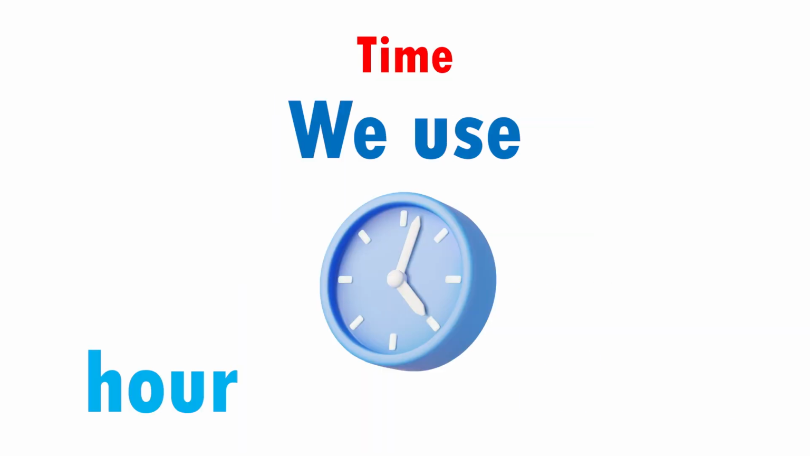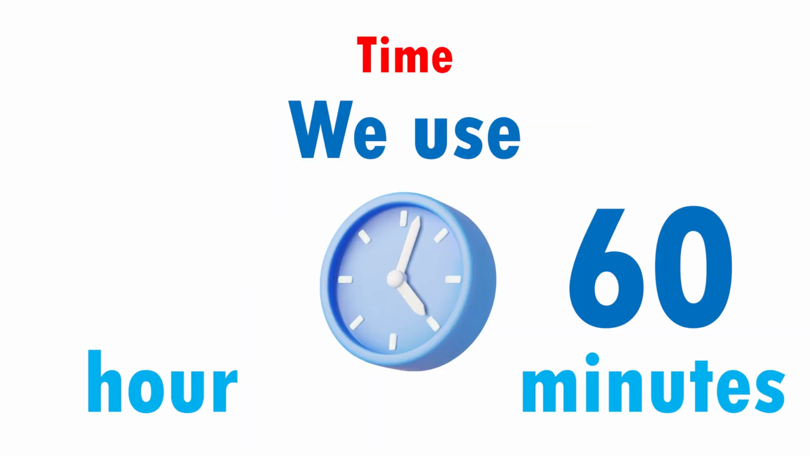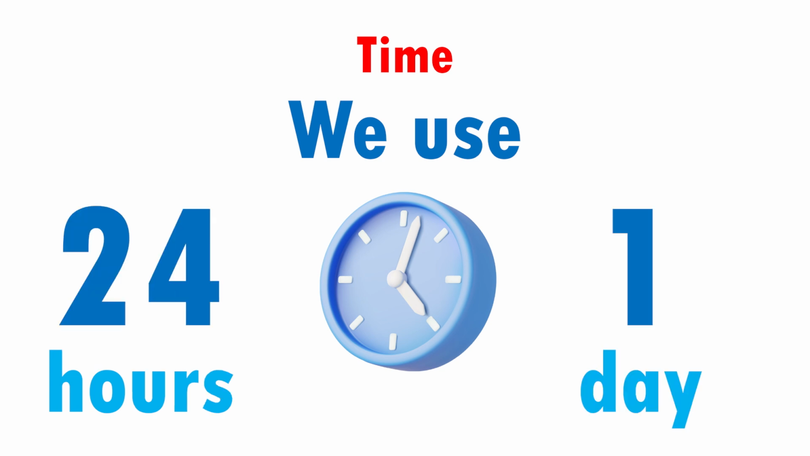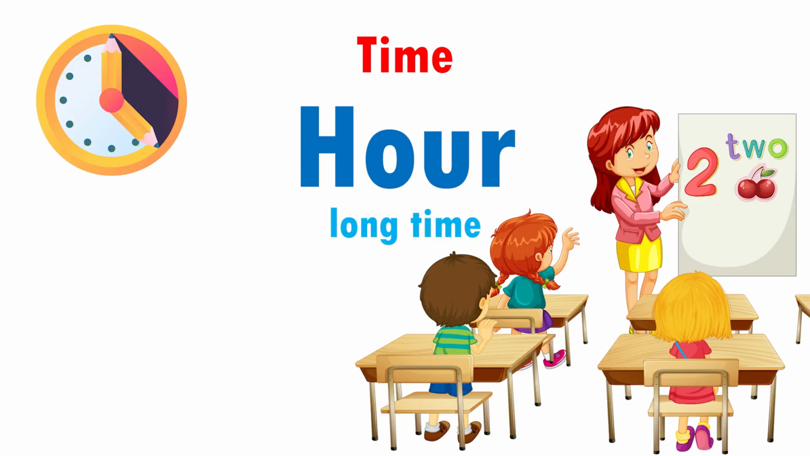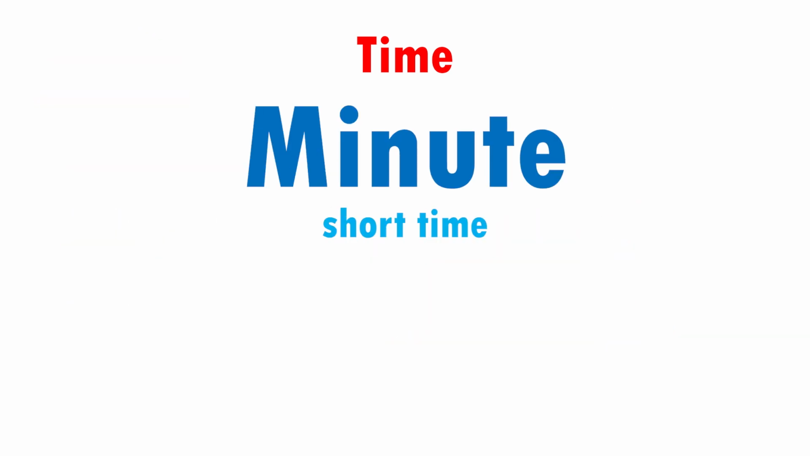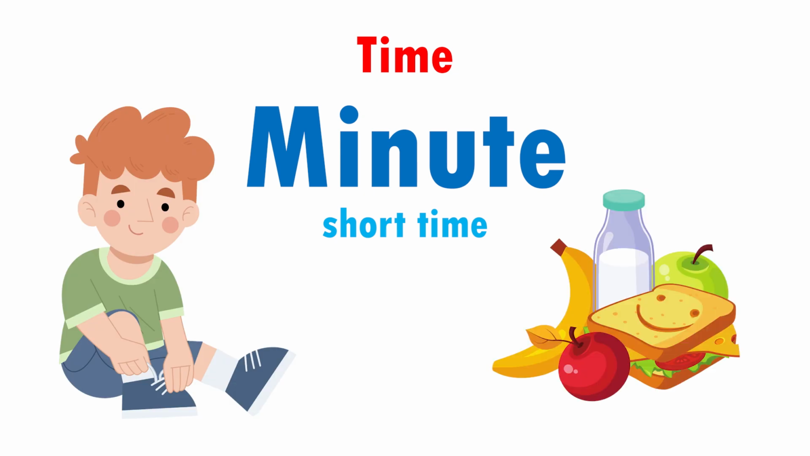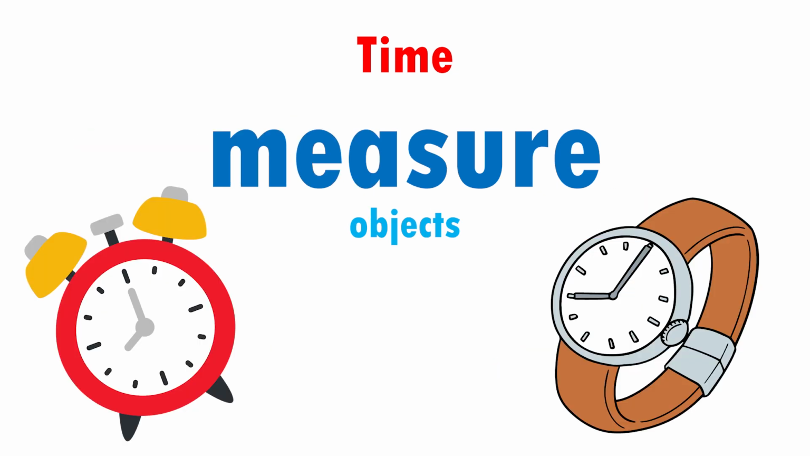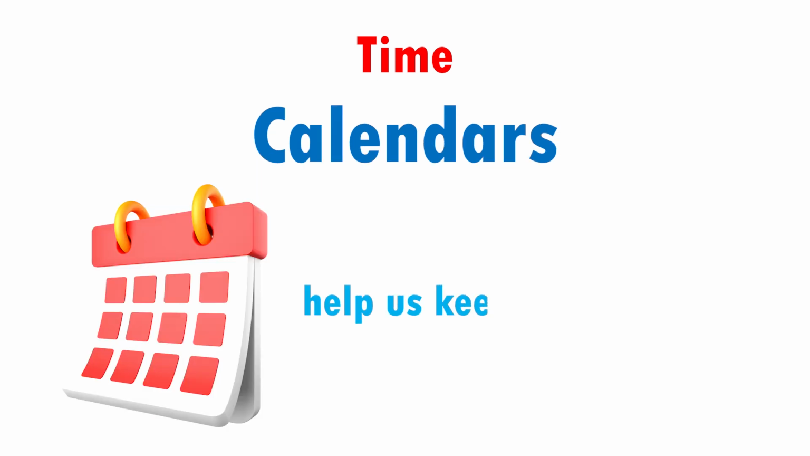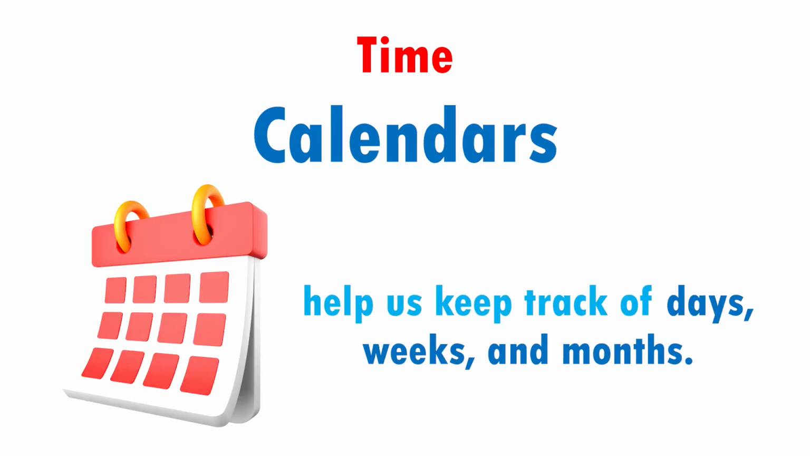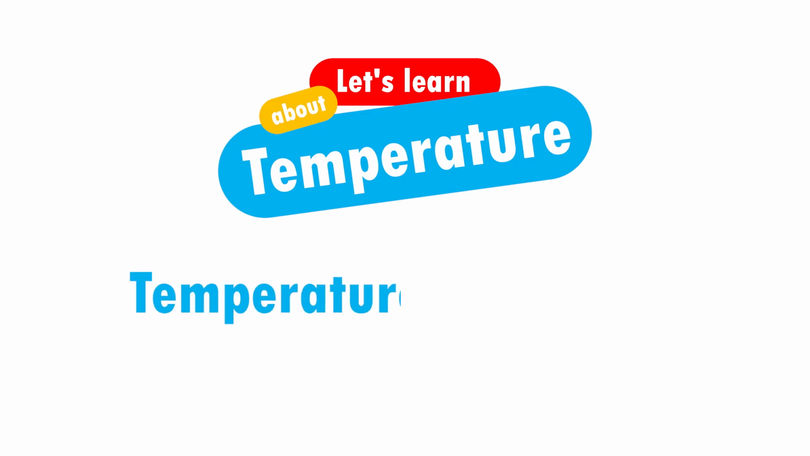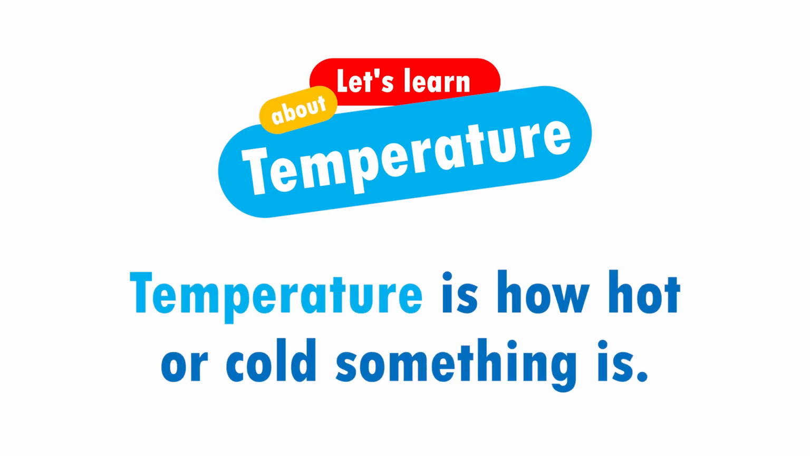We use hours and minutes. There are 60 minutes in 1 hour and 24 hours in 1 day. 1 hour is as long as our math class. Minutes are short, like how long it takes to tie your shoes or eat a snack. We use clocks and watches to measure time. Calendars help us keep track of days, weeks, and months. Super easy, right? Temperature. Temperature is how hot or cold something is.